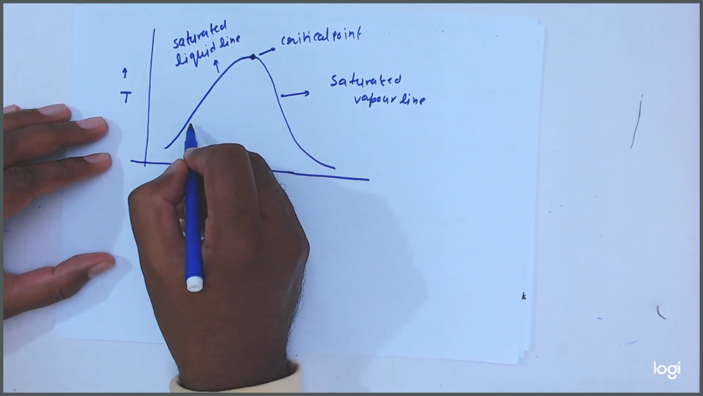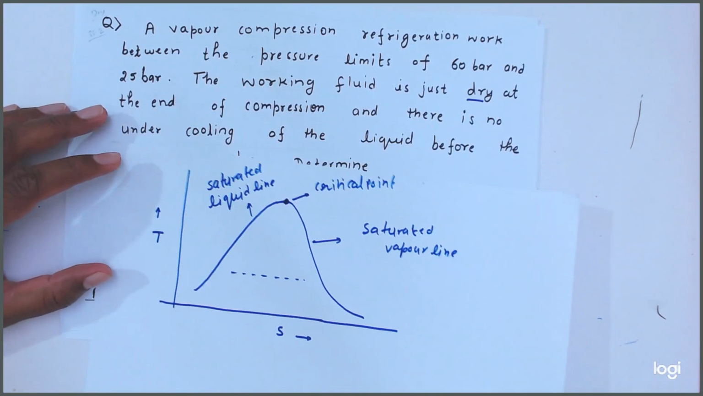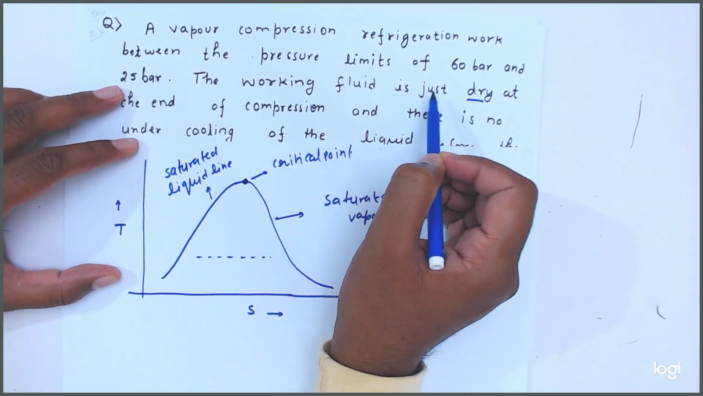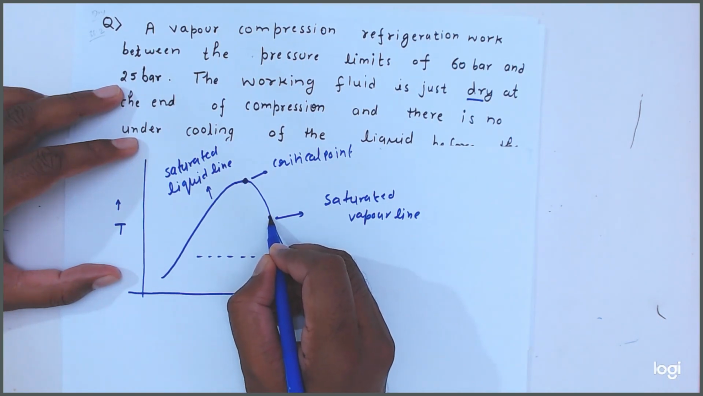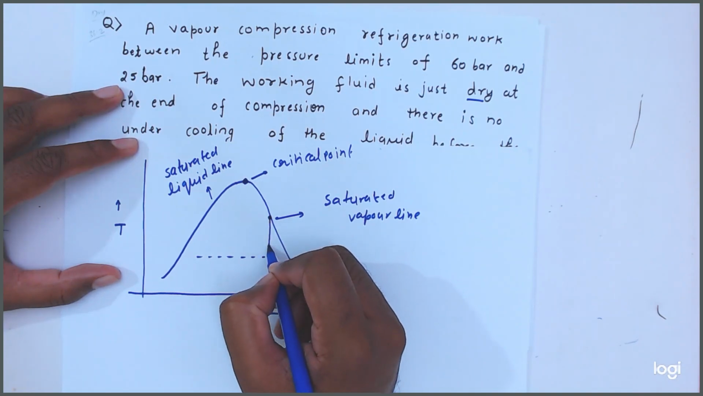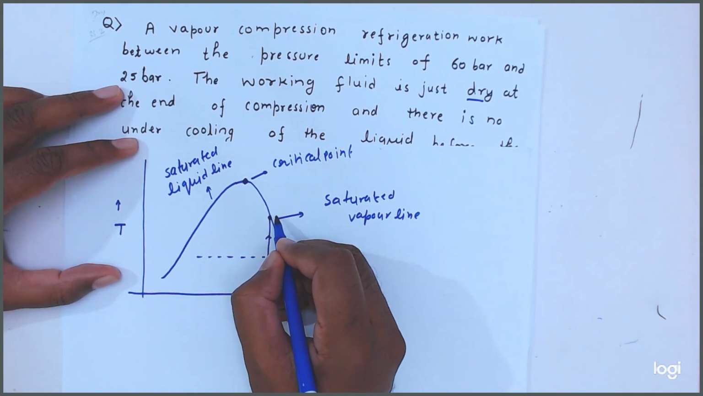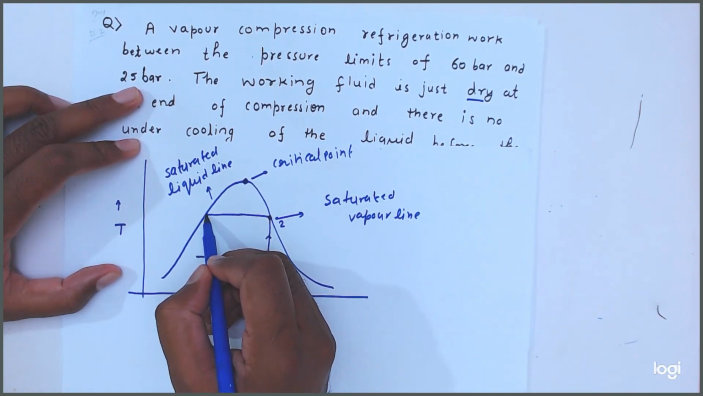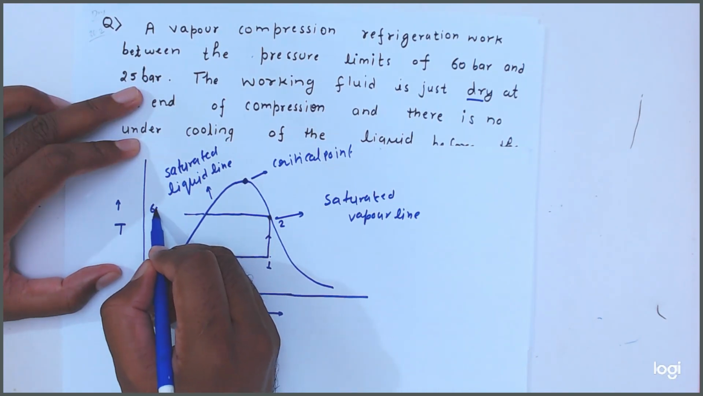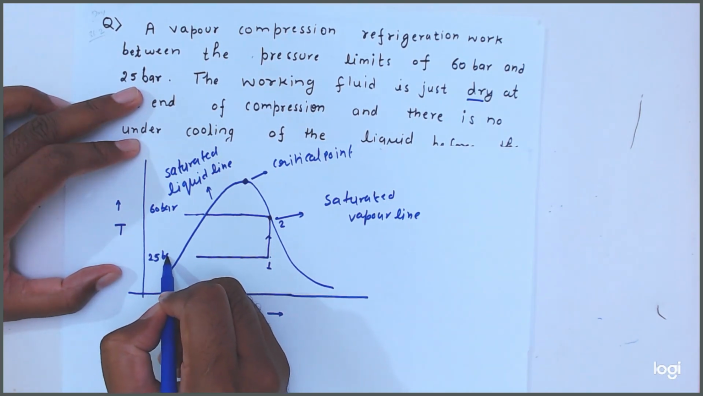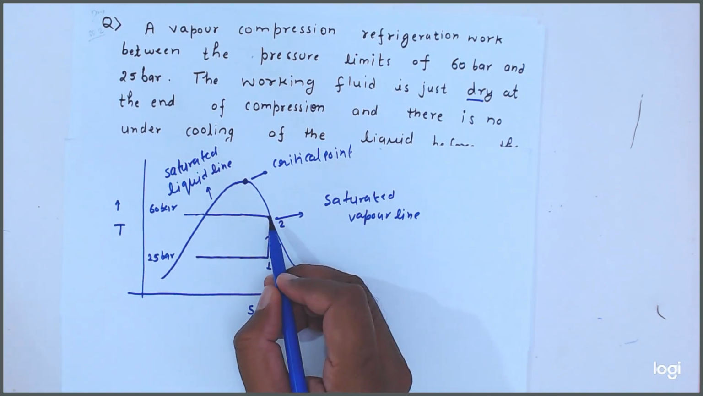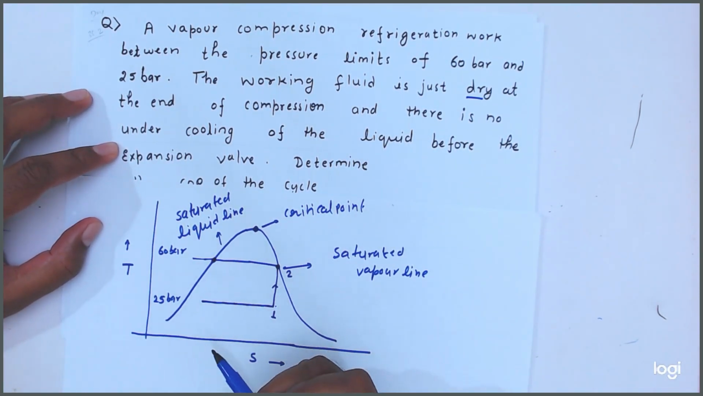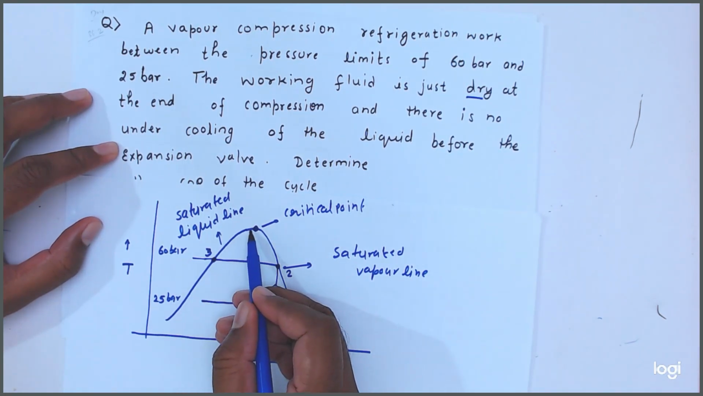Now friends, it is saying that the vapor compression refrigeration works between the pressure limit of 60 bar and 25 bar. The working fluid is just dry, so the point lies on this saturated vapor line. This is the compression work 1 to 2, this is the 25 bar line and this is the 60 bar line. Now this is the just dry point at the end of the compression, and there is no undercooling. It means the point lies here. This is point 3, on the saturated liquid line.